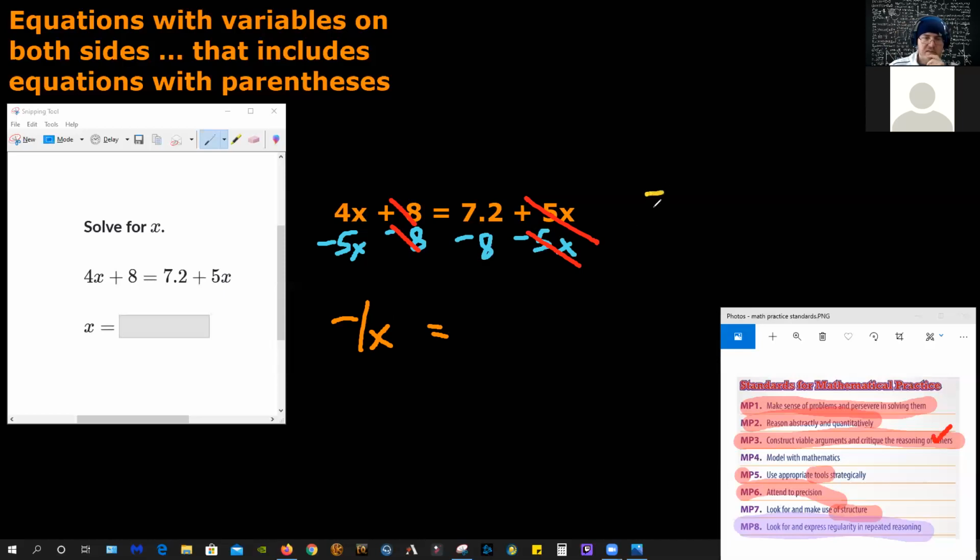I'm just thinking that's 7.2 minus 8.0. Now, 7.2 is smaller, so it's going to be a negative answer. And the difference between them is 0.8. So, yeah, I think that the negative answer would be negative 0.8.